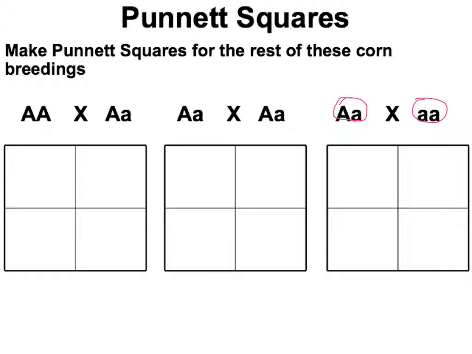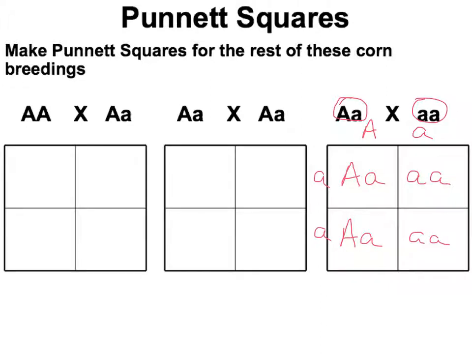Now remember, step one is to take the mom's alleles and put them along the top. So big A, little a, these represent her eggs. Take the dad's alleles and put them along the side. Little a, little a. Do the crosses: big A, little a; little a, little a; big A, little a; and little a, little a.